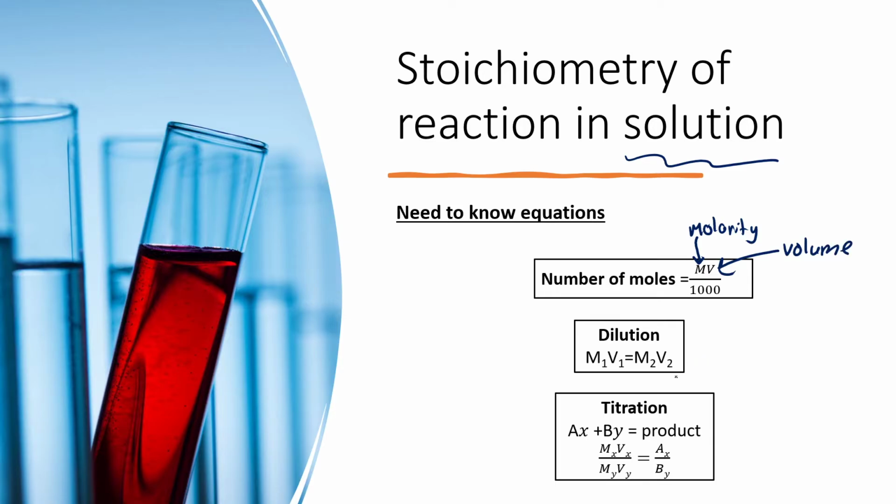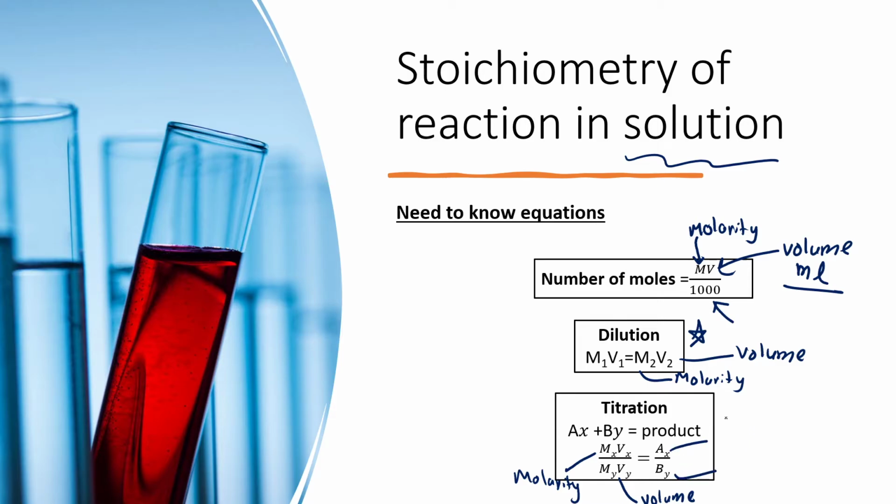In dilution, take note that this is molarity and this is volume. For the volume, usually we use milliliters for number of moles. If it is given in liters, you don't need to divide by 1000. For dilution, one thing I need you guys to make sure is that the units are the same. If the right side is milliliter, the left side is milliliter too. And this is titration, for your experiment 2 and also the lab test for next semester. It is still the same: molarity, V is the volume, and A and B are the stoichiometric coefficients.